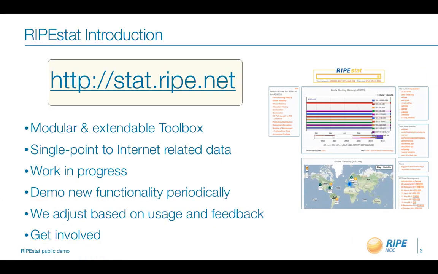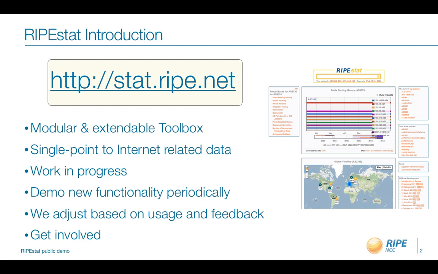So a brief introduction on RIPEstat. RIPEstat is a modular and extendable toolbox developed by the RIPE-NCC. Its purpose is to act as a single point of entry for accessing internet-related data in both plain format and through visual representation. It includes both real-time information as well as historical, and it is meant to serve as a platform for network troubleshooting, data analysis and scientific research.